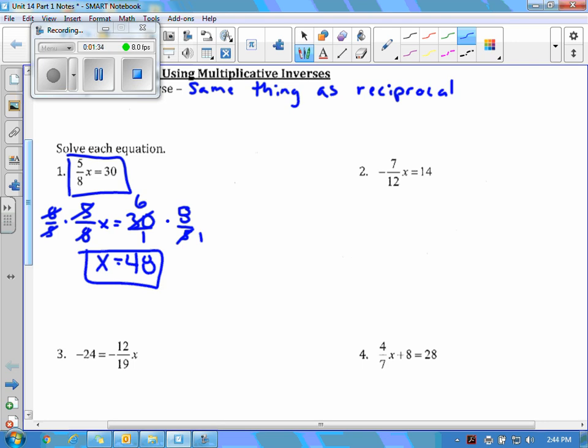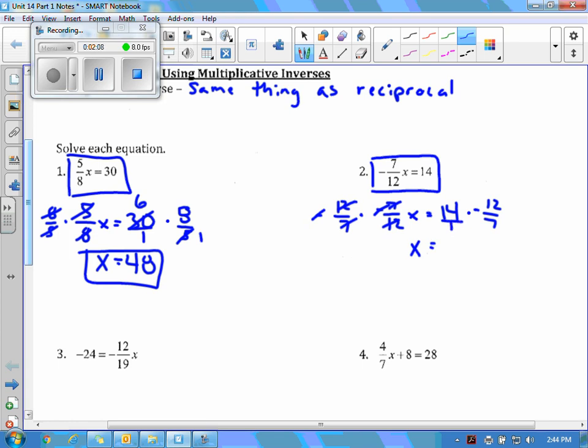Looking at our next example, again, I'm going to start by boxing and rewriting. So I have negative 7 over 12x equals 14. The only difference between problem 2 and problem 1 is that there's a negative out front. So when we multiply by the multiplicative inverse, we want to multiply by the negative as well. The reason being is that we're trying to solve for positive x, so we want to get rid of the negative. So these 12's cancel each other out, the 7's cancel each other out, and the negatives cancel each other out. So all we have left is x.